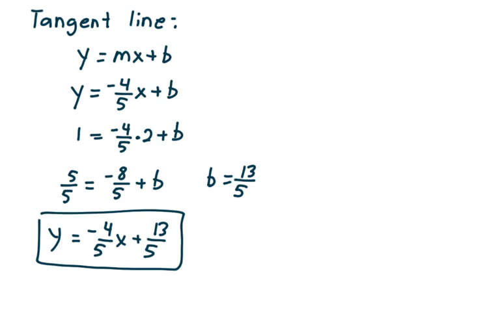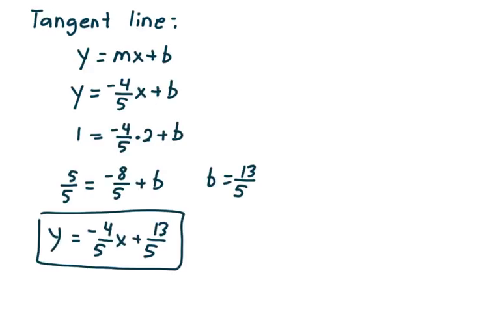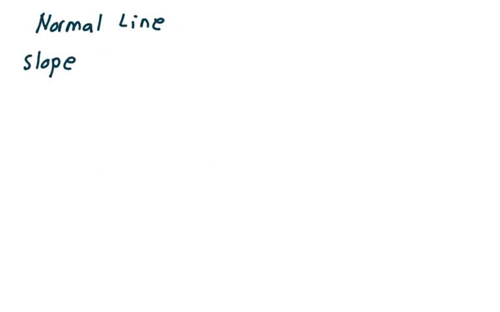Now, what if we want the normal line? How does that differ? So then the slope here, we're going to get the negative reciprocal. So the slope for the tangent line is negative 4/5. The slope for the normal line will then be 5/4. So I took the reciprocal and then changed the sign.